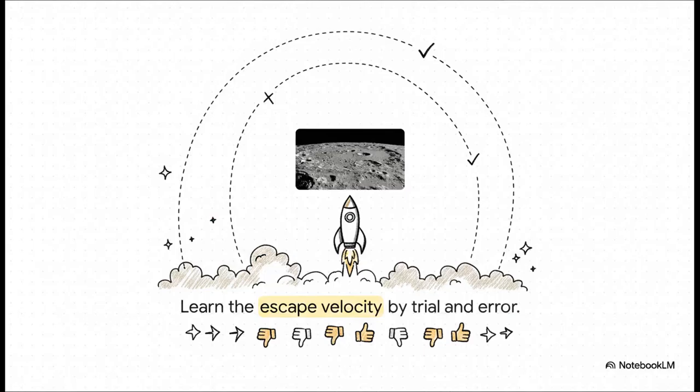To pull this off, I want you to imagine we're standing right on the lunar surface. Our mission? We need to figure out exactly how fast we need to go to escape the moon's gravity. But here's the catch. We don't have a physics textbook. All we've got is a rocket and the ability to run trial flights. So we're going to learn the escape velocity of the moon strictly by trial and error.